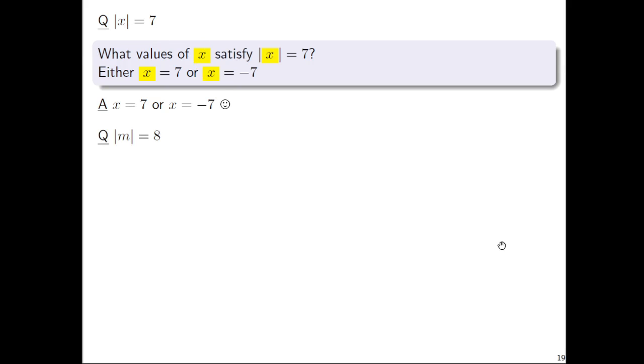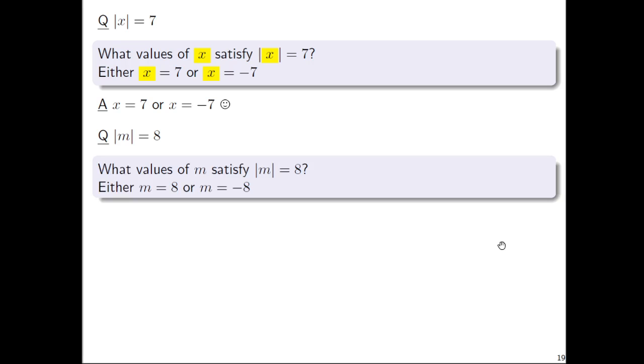Okay, what about absolute value of m equals 8? So what values of m satisfy absolute value of m equals 8? That's either m equals 8 or m equals negative 8. So those are our two answers.